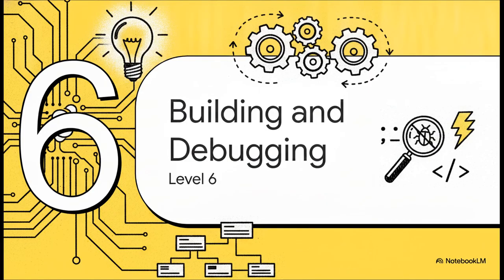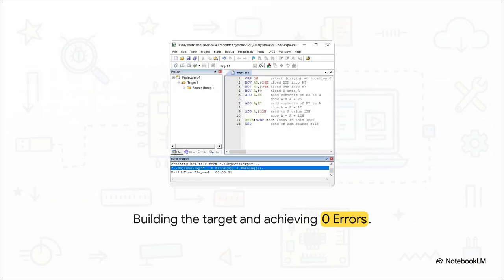And finally, the climax. Level 6, building and debugging code. With your code written and your options completely set, hit the F7 key or click the Build Target icon. Now, keep your eyes on the Build Output window at the bottom. What you are looking for is that glorious, beautiful message that reads 0 errors. Getting 0 errors is basically your visual reward for a perfect software setup. It means your IDE has successfully compiled your project and created that crucial hex file we just talked about.